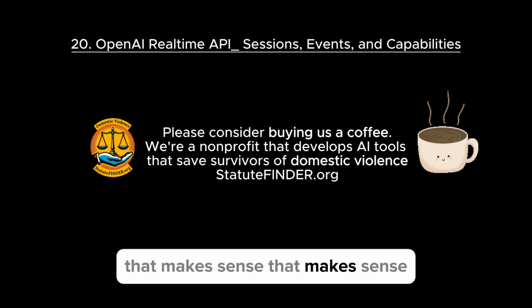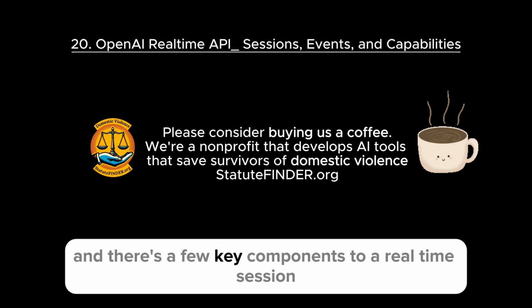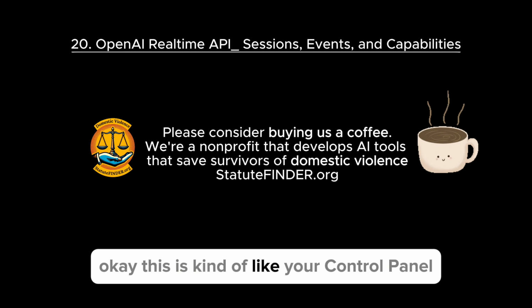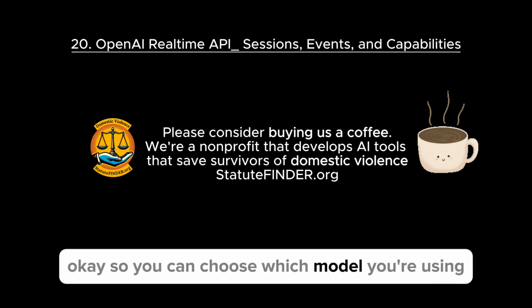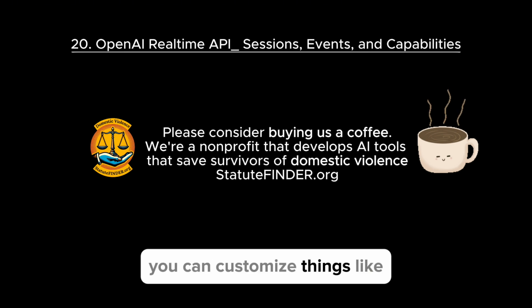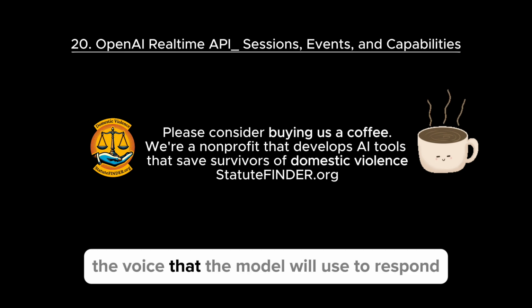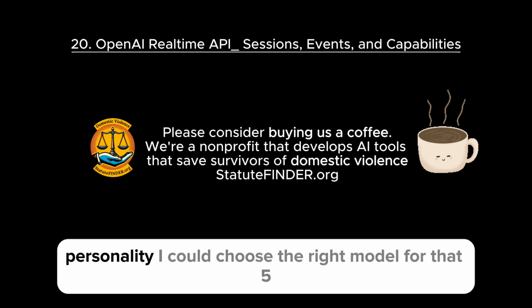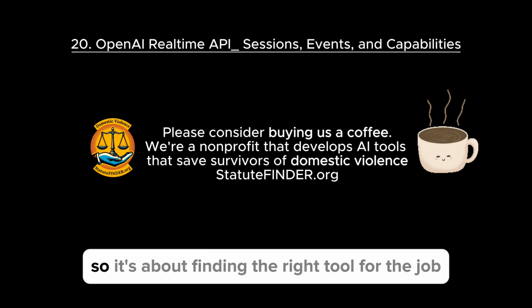That makes sense. And there's a few key components to a real-time session. The first is the session object. This is kind of like your control panel. So you can choose which model you're using. You can customize things like the voice that the model will use to respond. So if I wanted to build something with a specific personality, I could choose the right model for that vibe. Exactly. So it's about finding the right tool for the job.